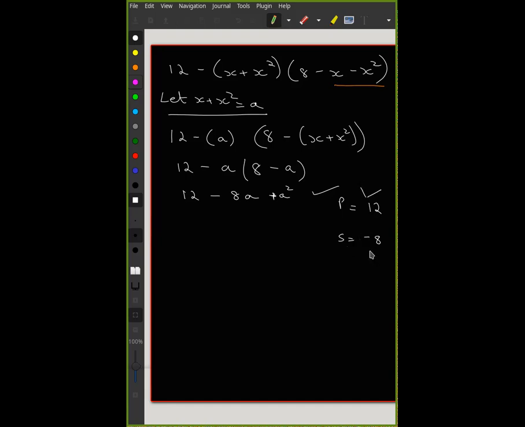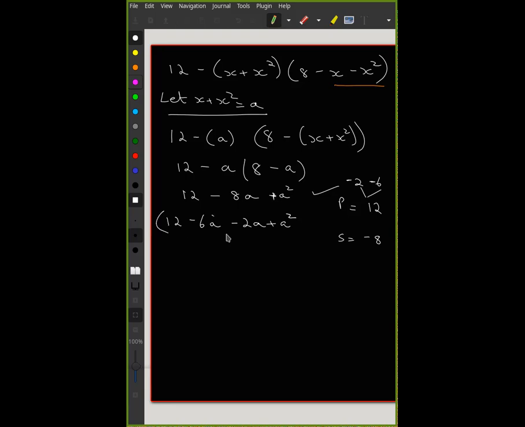Will 1 and 12 work? No, so we go further. Will 2 and 6 work? No, sir. Why not? What if I take minus 2 and minus 6? The sum is minus 8 and the product is plus 12. Yes. So I can write this as 12 minus 6a minus 2a plus a squared.